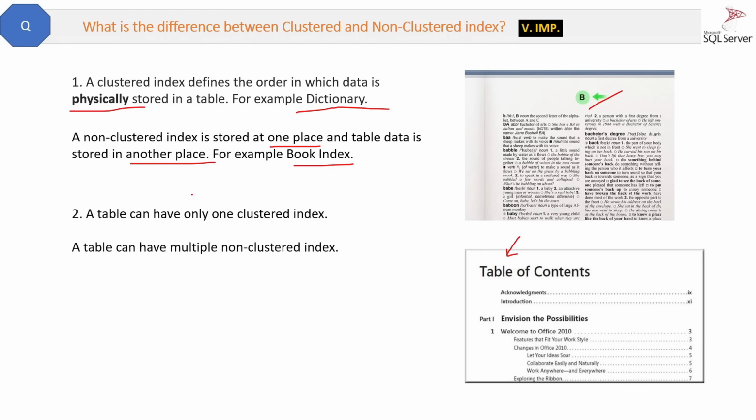Second difference is a table can have only one clustered index, only one. On the other hand, a table can have multiple non-clustered indexes. Next difference is clustered index is faster in comparison to the non-clustered index. Non-clustered index is also good sometimes, but it is not as fast as the clustered index. So you can easily differentiate how fast the dictionary is and how fast the book index is. Obviously the dictionary is faster.